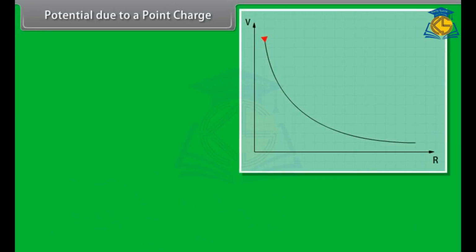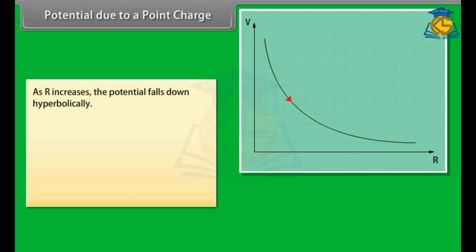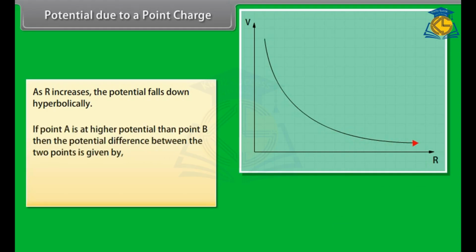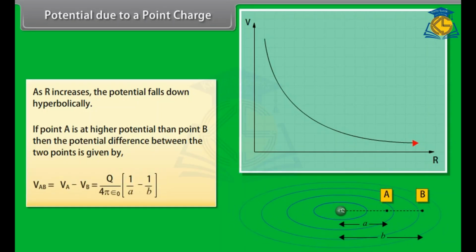We can show in the graph that, as R increases, the potential falls down hyperbolically. If point A is at higher potential than point B, then the potential difference between the 2 points is given by VAB equals VA minus VB. Put the values of VA and VB, we get VAB is equal to Q by 4 pi epsilon naught multiplied by 1 upon A minus 1 upon B.